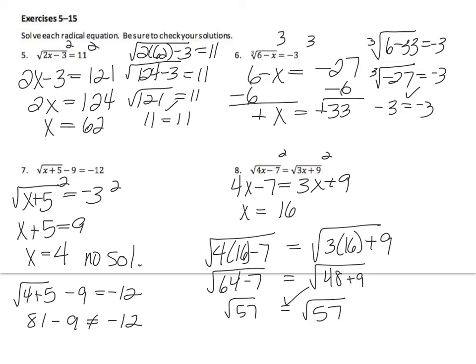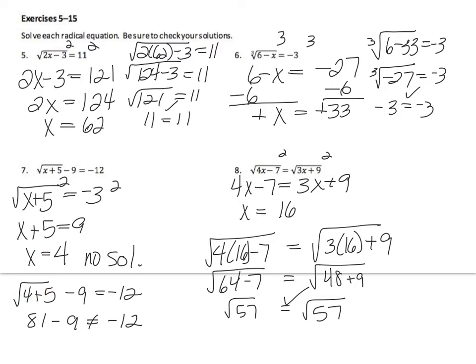Okay, for number 7. First, I isolated the radical by adding 9 to both sides. So that gives me square root of x plus 5 equals -3. Then I square both sides. X plus 5 equals 9, x equals 4. Then I went ahead and checked it. 4 plus 5 equals 9.